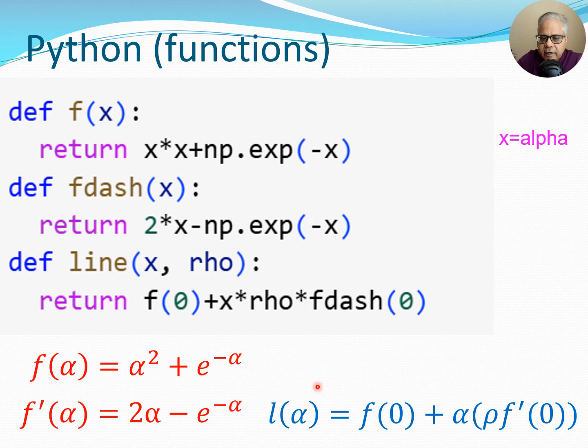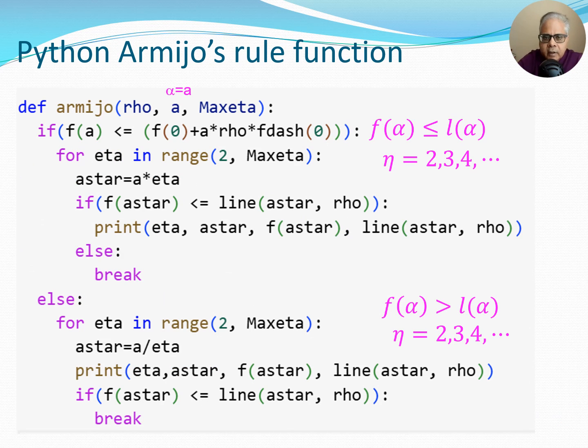Now for the line I need two variables, I need to bring in x and I also need to bring in rho, and then I return f0 plus x into rho into f dash 0. So this is the equation of the line. Now we create this function which essentially performs most of the math which is required. Here what I do is I test these two cases.